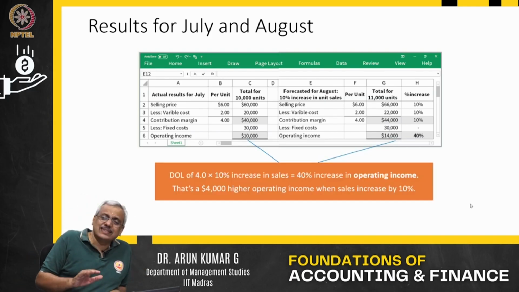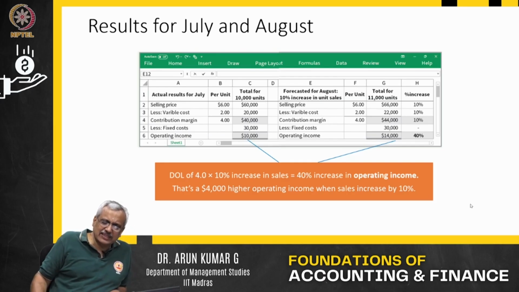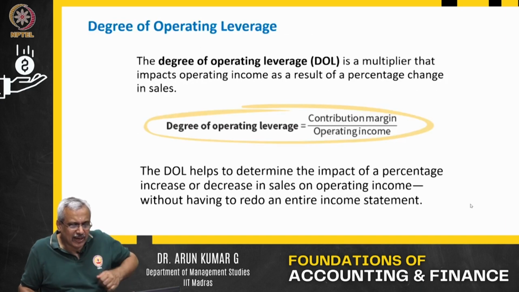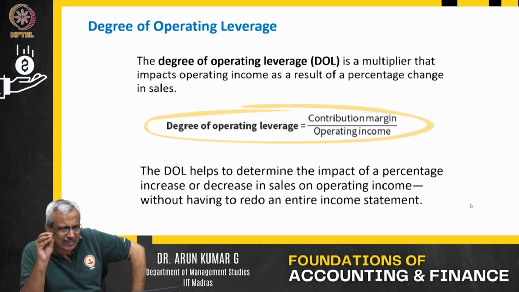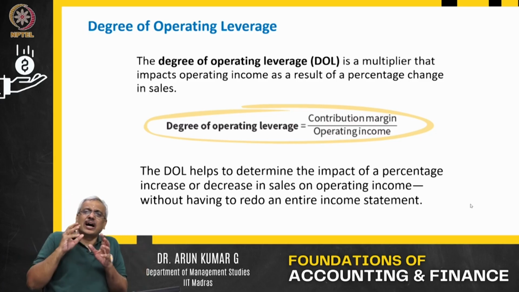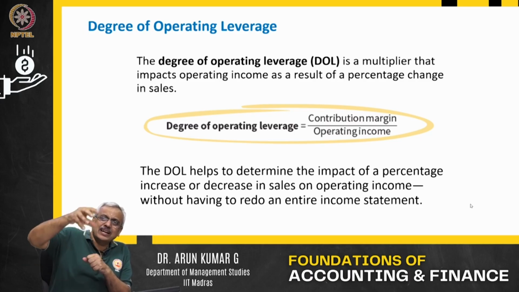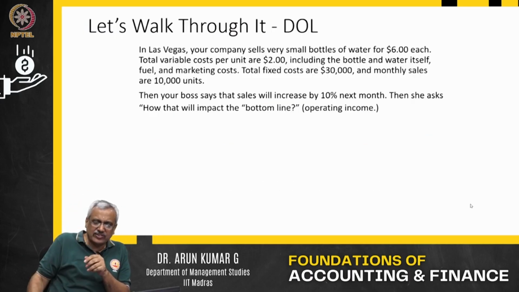So degree of operating leverage means, with 4, a 10% increase in sales leads to a 40% increase in operating income. If I have to go back, my degree of operating leverage is just the multiplier that impacts the operating income for a percentage change in sales. It's just a multiplier by which your operating income is going to be impacted because of a percentage change in sales, and that is what we saw with this example.